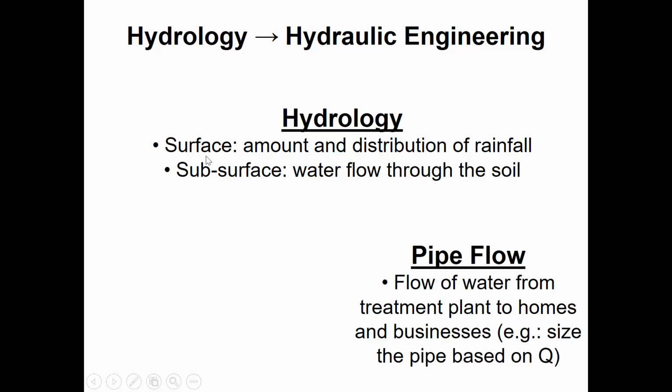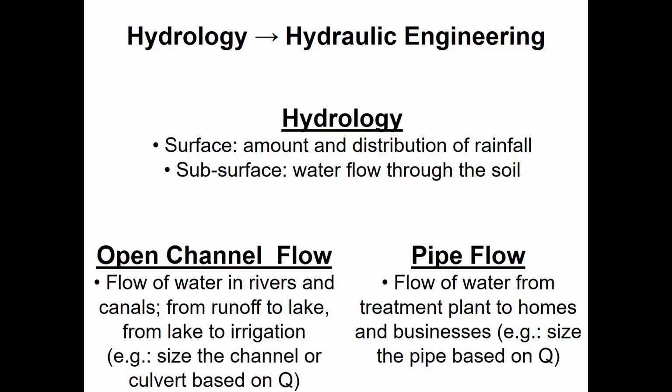So the Q, the flow rates that a hydrologic analysis develops, are what are used in order to size pipe diameters and to size a culvert or a flume or a channel or a pond. And so that's what this arrow means, that the information and the output of analysis from hydrology is the starting point of hydraulic engineering. Any questions about that idea?